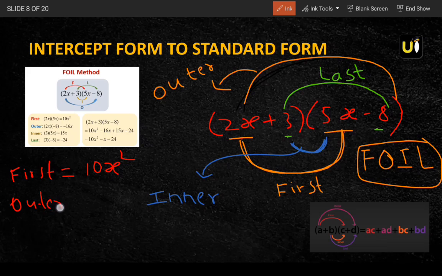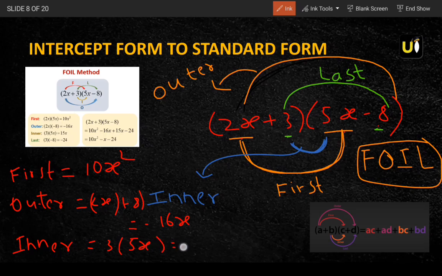So this is the method that we use to convert the intercept form of a quadratic function to its standard form. So it's really important. Remember, it's the FOIL method. Okay. So now we were given 3x minus 4 and 5x plus 1. So now we will use this FOIL method to convert this intercept form into its standard form.